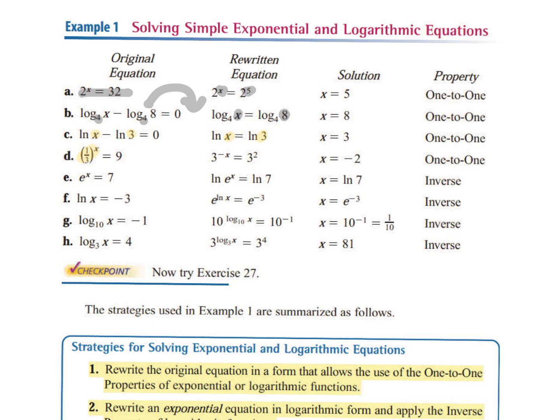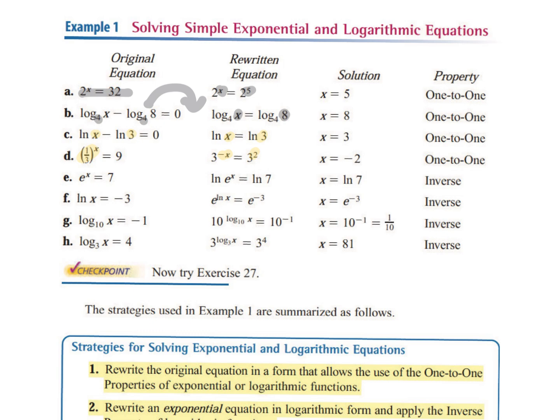Same with the exponents. If we make this into 3 to the negative x, and 9 we put it to the 2, we can say, well, that x is going to be equal to negative 2. Those are all called a one-to-one property. So that means that if you happen to put them in the same form, the same base, and the same everything, you can ignore the thing that is exactly the same and just equal the x to what's remaining.